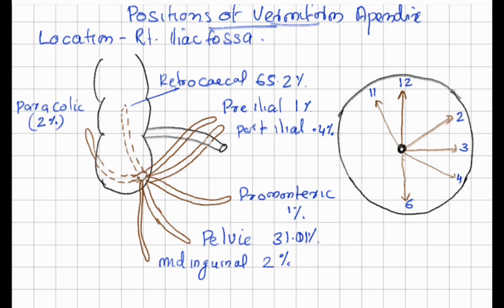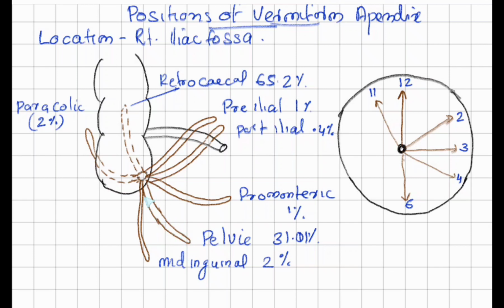The vermiform appendix is a narrow worm-like diverticulum arising from the posteromedial aspect of the cecum, 2 cm below the ileocecal junction. This is the base of the appendix, and it has an apex. The base is fixed, and the apex of the vermiform appendix can be directed in any direction.